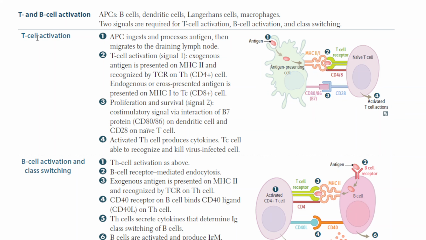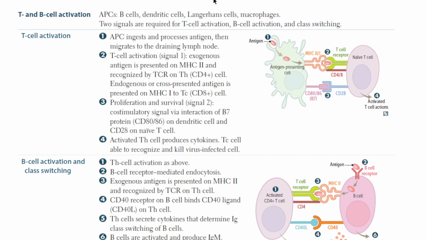So let's read about T and B cell activation. I think this is a process where the T cells get activated first, and then that T cell activates the B cells. The whole process starts with an antigen presenting cell, which could be a B cell, a dendritic cell, a Langerhans cell, or a macrophage. They present the antigen to the naive T cell in a whole process to activate the T cells.